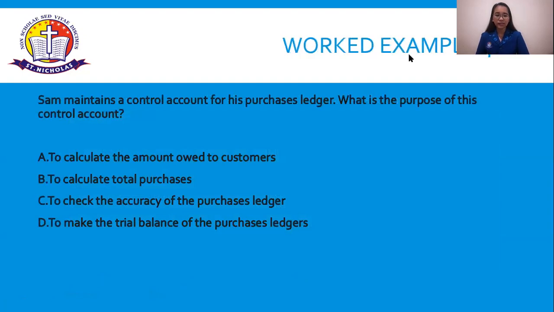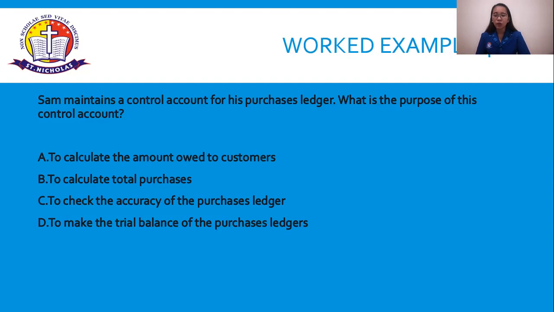This is work example 4. Sam maintains a control account for his purchase ledger. What is the purpose of this control account? We must find out which is the correct one. Starting from A, to calculate the amount owed to customers. To calculate the amount owed, we can just use the purchase ledger, with no need for a control account. So A is not correct.